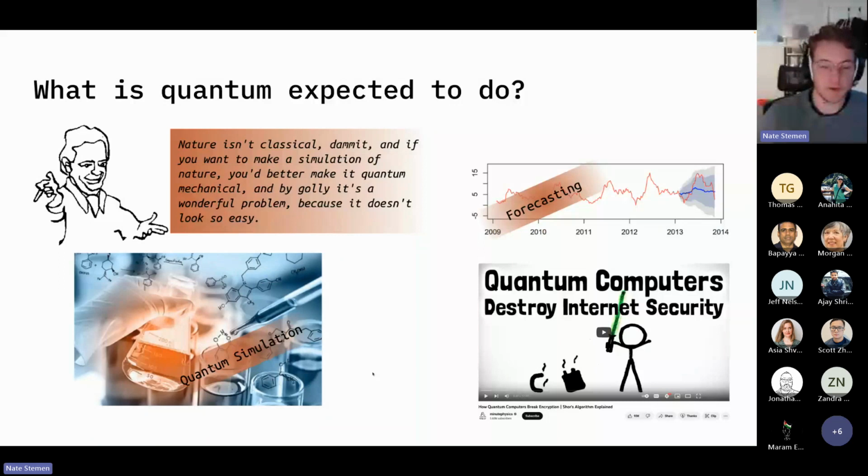But if you have a quantum computer, you have something that's inherently quantum, and so simulating quantum systems is much, much easier. And so some of the applications of doing quantum simulation, one of the biggest ones is that of drug discovery.